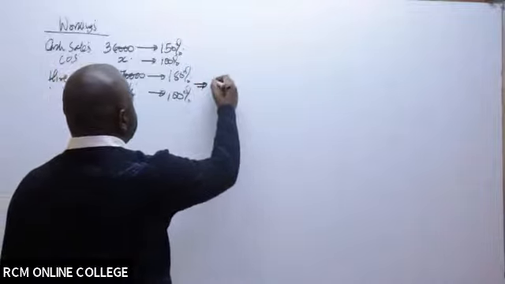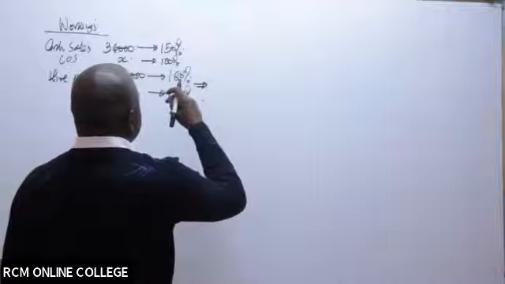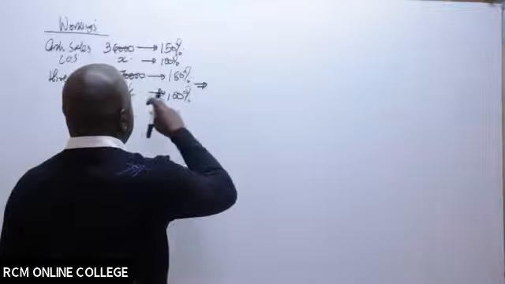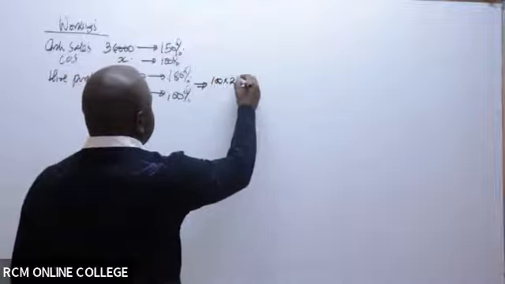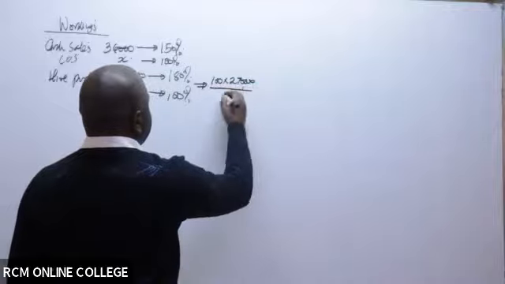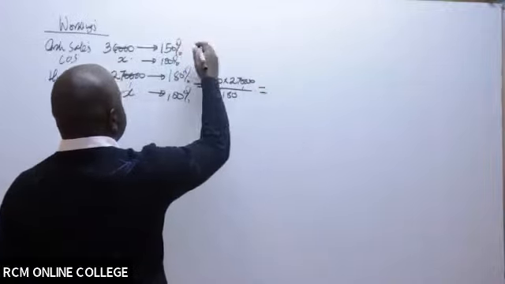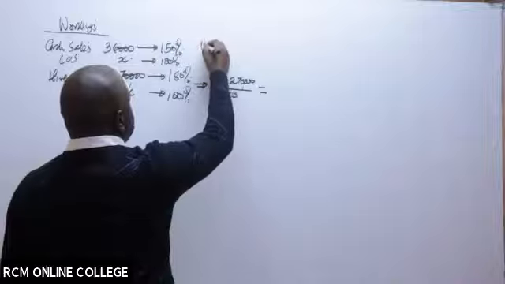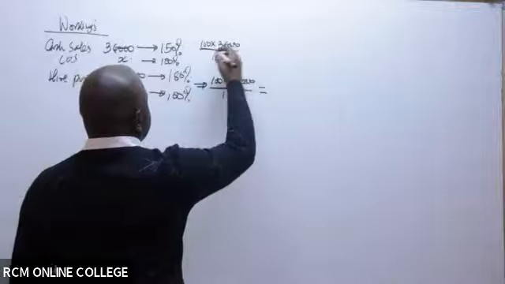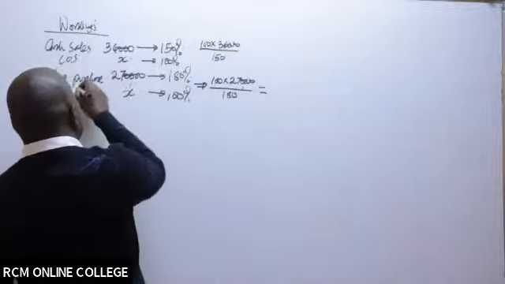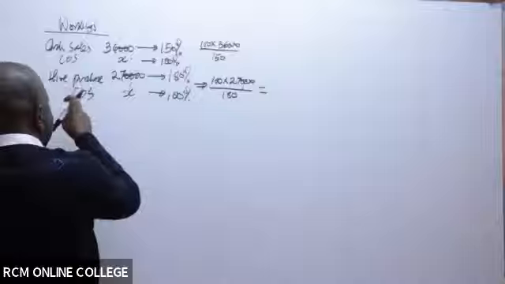You normally do cross multiplication. So if 180% is equal to 270,000, what about 100%? You take 100, multiply by 270,000, and divide by 180. Then for this one, you do the same: you take 100, multiply by 36,000, and divide by 150, for us to get the cost of sales under the cash sales and the cost of sales under the hire purchase.